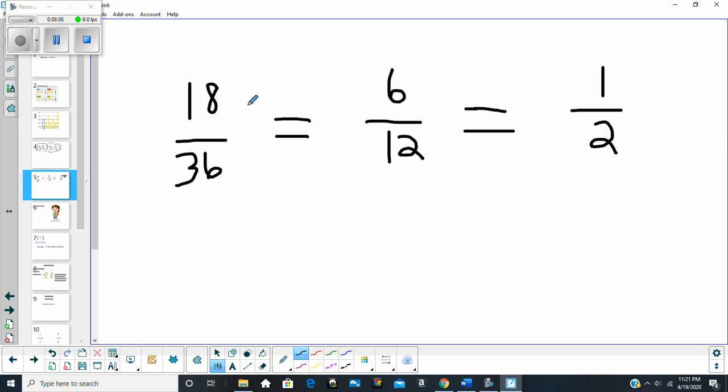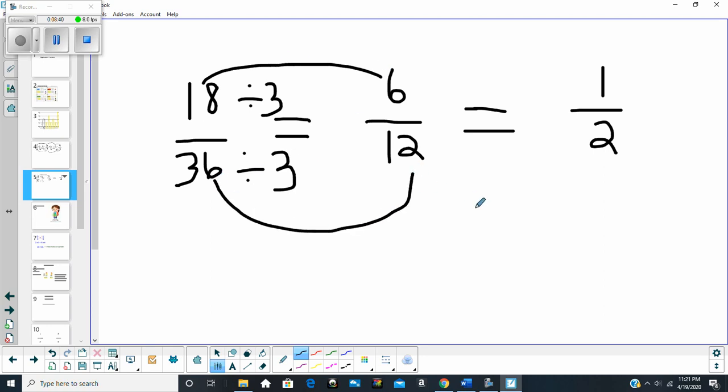We have to choose the number that we divide by carefully, because we want the top and the bottom numbers to stay whole numbers when we divide. So 18 divided by what would give us 6? Braxton, good. 18 divided by 3. So remember, what we do to the top, we have to do to the bottom. So 18 divided by 3 equals 6, and 36 divided by 3 equals 12.